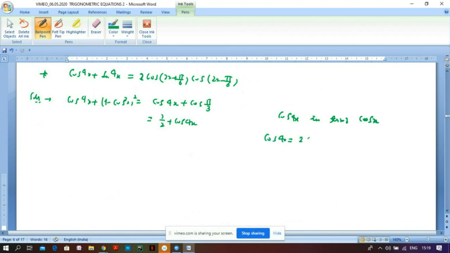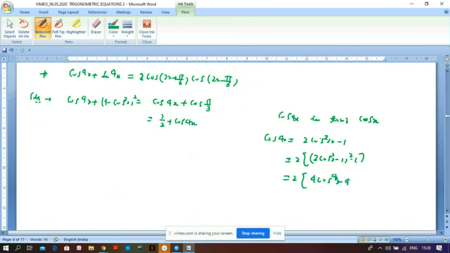Cos 4x is 2 cos square 2x minus 1. And cos 2x is 2 cos square x minus 1, so 2 times (2 cos square x minus 1) whole square minus 1. That is 2 times 4 cos to the power 4 x minus 4 cos square x plus 1, and this minus 1 is outside.